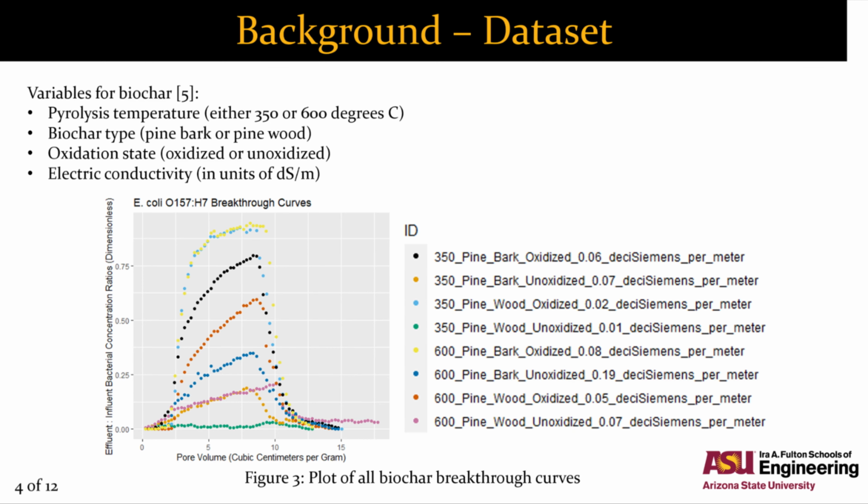through it. For each of these 8 biochars, breakthrough curves were plotted for pore volume versus bacterial concentration ratios, which are the ratios between effluent concentration and influent concentration. The lower the effluent concentration compared to the influent concentration, the greater the retention of E. coli in the porous media, meaning that the lower the values are on the breakthrough curves, the better the biochar inhibits the transport of E. coli. Based on this logic, the most favorable data points belong to the biochar breakthrough curve at the bottom in green. This particular biochar was heated at 350 degrees Celsius, is pine wood, and is unoxidized.